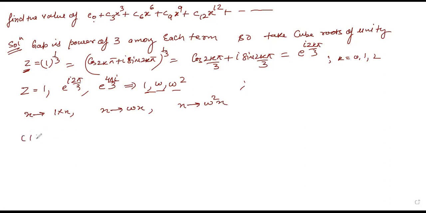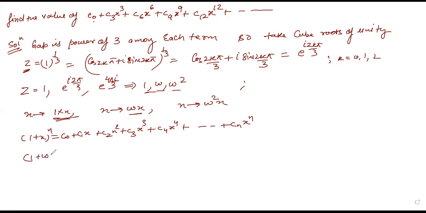So now, the actual equation will be this: C naught, C1x, C2x square, C3x cube, C4x raised to the power 4, and up to Cn x raised to the power n. Now x will be replaced by this replacement. If I replace x by 1 into x, that will again come 1 plus x. So I'm not doing this replacement. This replacement will be 1 plus omega x raised to the power n. So in the whole equation, x will be replaced by omega x.